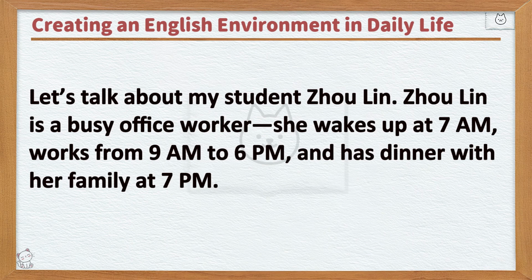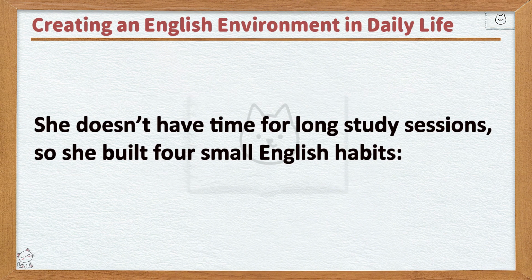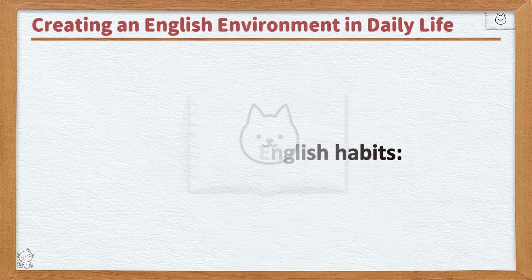Jolyn is a busy office worker. She wakes up at 7 a.m., works from 9 a.m. to 6 p.m., and has dinner with her family at 7 p.m. She doesn't have time for long study sessions, so she built 4 small English habits.